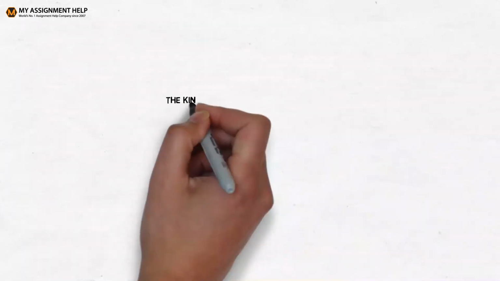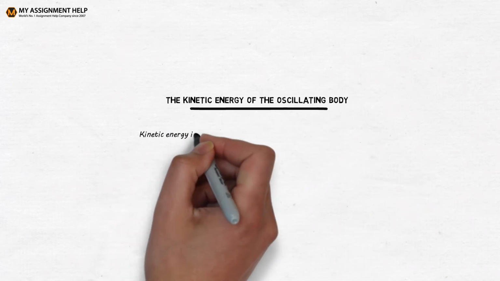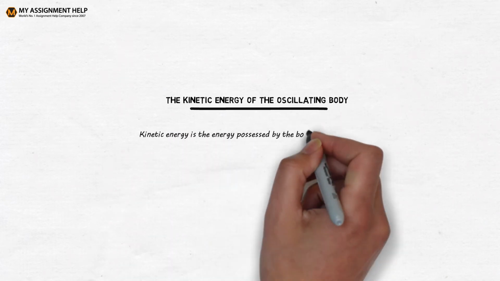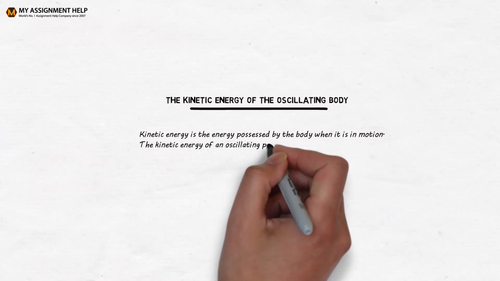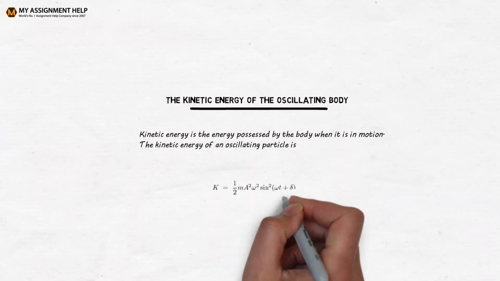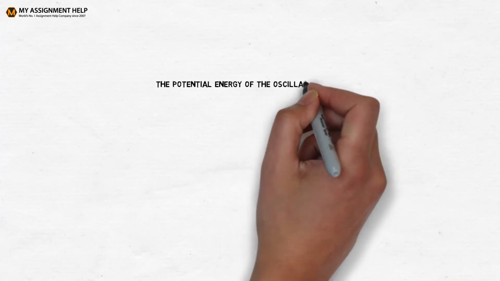The kinetic energy of the oscillating body. Kinetic energy is the energy possessed by the body when it is in motion. The kinetic energy of an oscillating particle is K equals half m a² ω² sin²(ωt + δ).